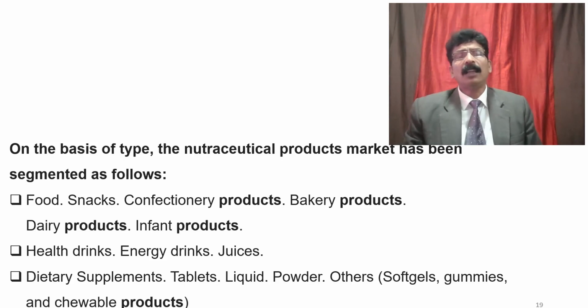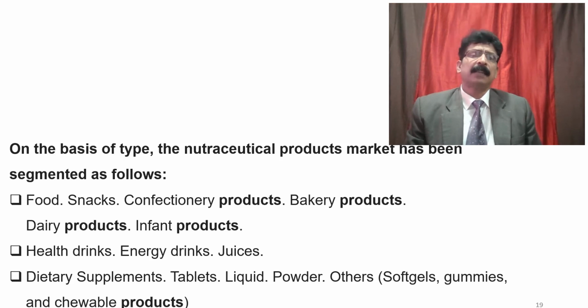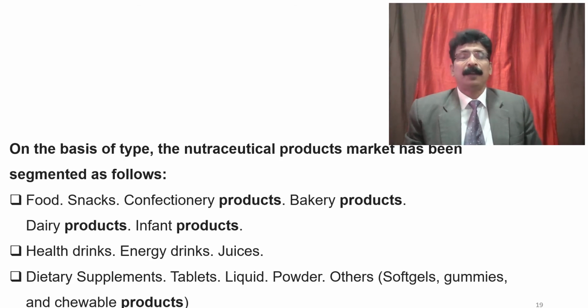And on the basis of type, the nutraceutical products marketed have been segmented as below: food, snacks, confectionery products, bakery products, dairy products, infant products, health drinks, energy drinks, juices, which come under this, infant products, and dietary supplements, which can be tablets, liquids, powders, soft gels, gummies and chewable products are also available.